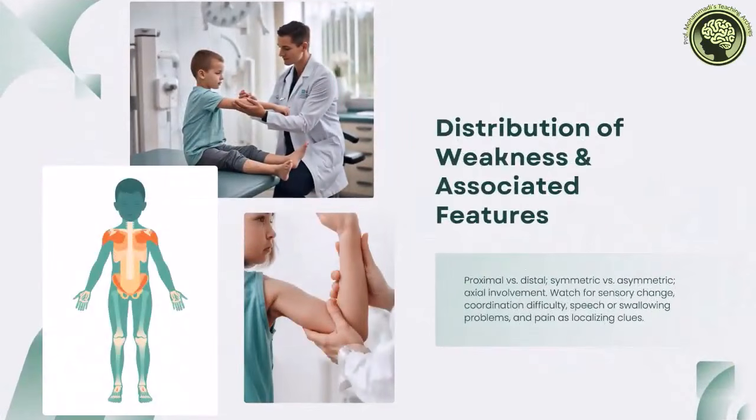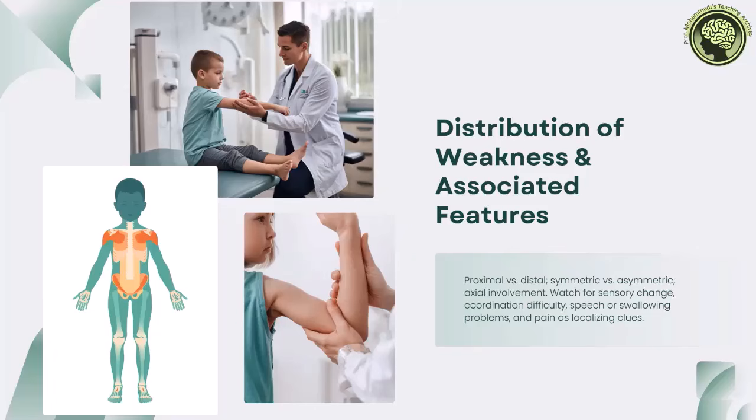The distribution of weakness can provide valuable diagnostic information. Proximal weakness affects muscles around the shoulders and hips. These children may have difficulty climbing stairs, rising from the floor, lifting their arms, or maintaining an upright posture. Distal weakness affects the hands and feet and may cause foot drop, frequent tripping, difficulty with fine motor tasks, or problems walking on the heels.